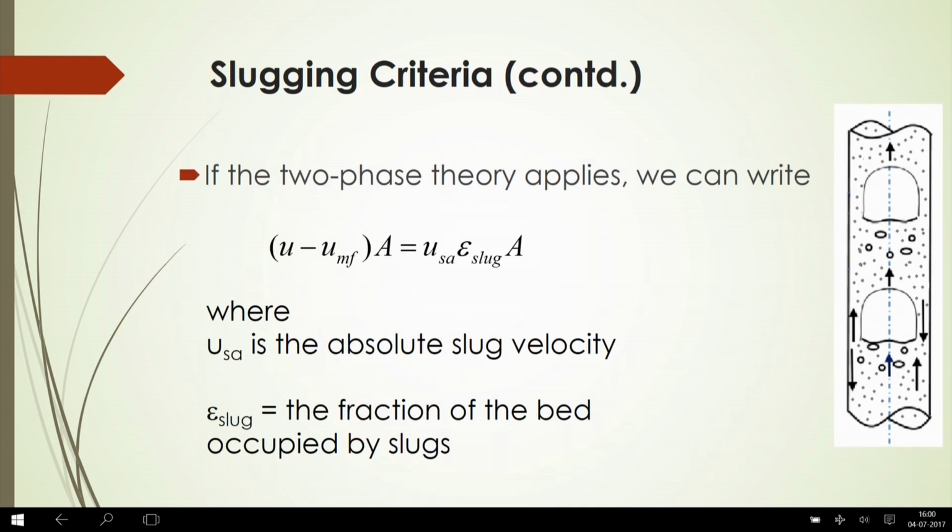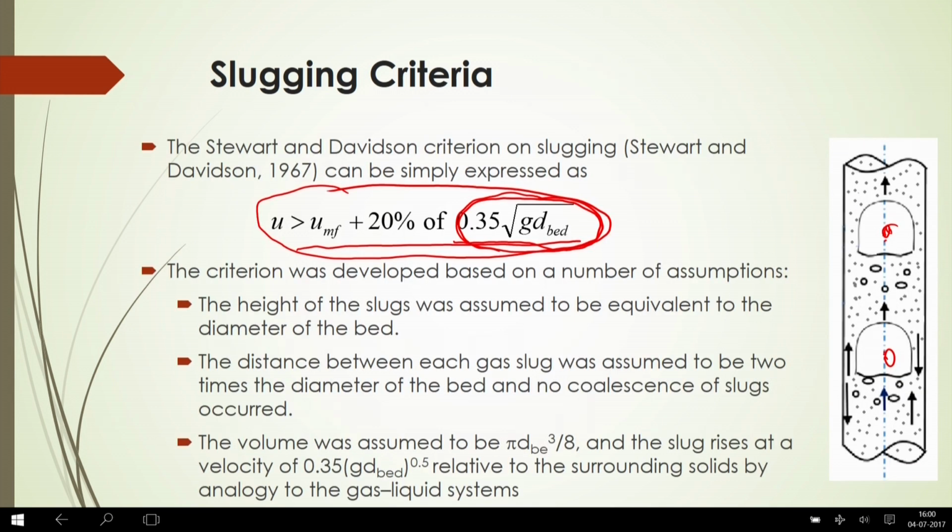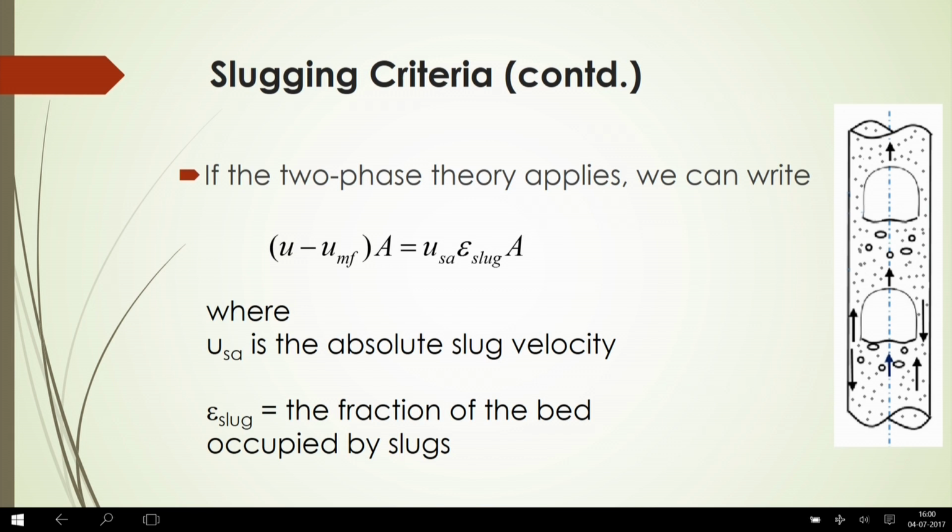Another important criterion is given by Stewart and Davidson. They said that if the two phase theory applies, then it can be written as u minus UMF, that is the relative velocity of the fluid based on the minimum fluidization velocity, and if you multiply it by the cross sectional area, then the total volume of gas supplied to the bed will equal the volume of the gas which is used for formation of the slug.